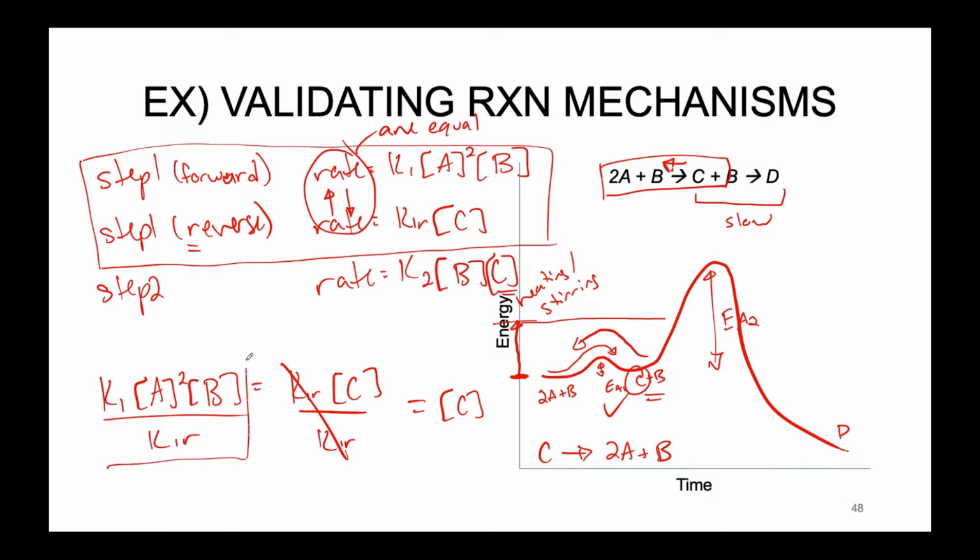This whole term is now equal to the concentration of our intermediate. In other words, if we know the rate constant of the forward and the reverse reactions, and we know the concentration of A and the concentration of B initially, well, now we can substitute this in to find the concentration of our intermediate C here in the overall rate law expression.